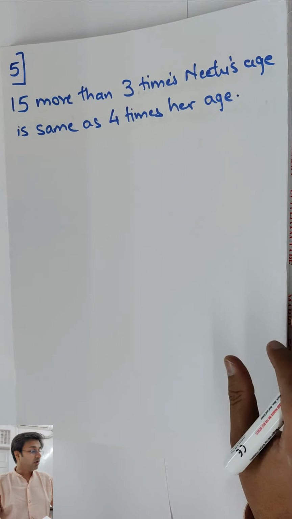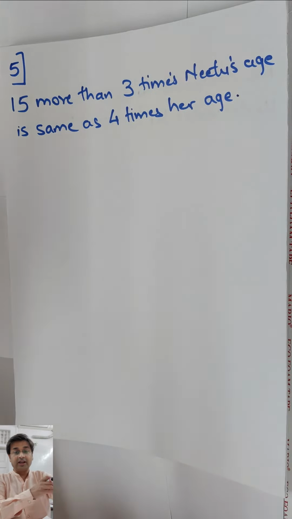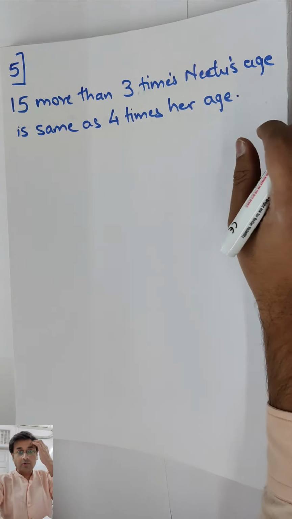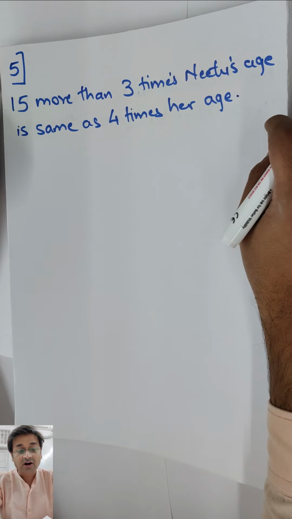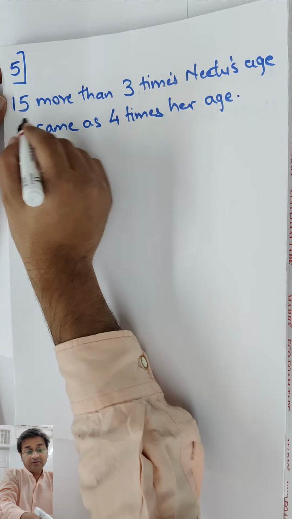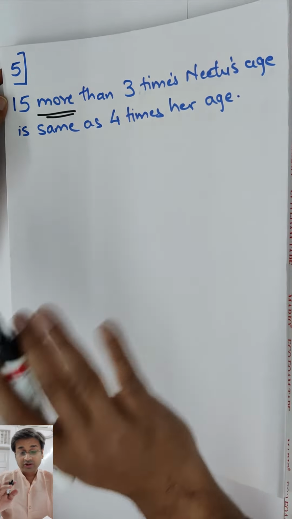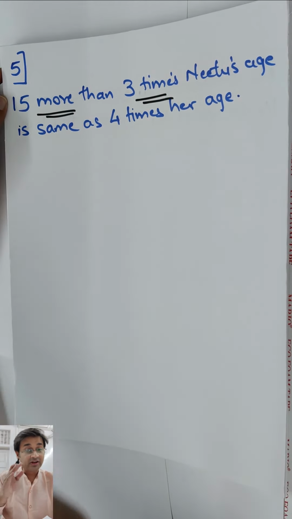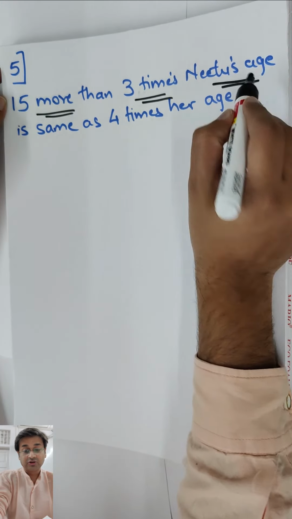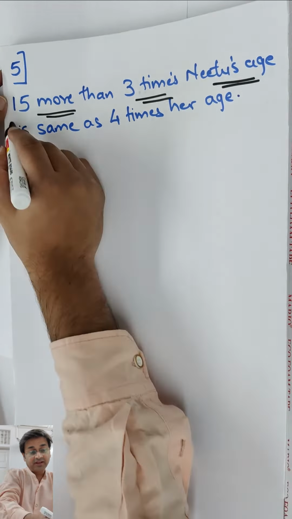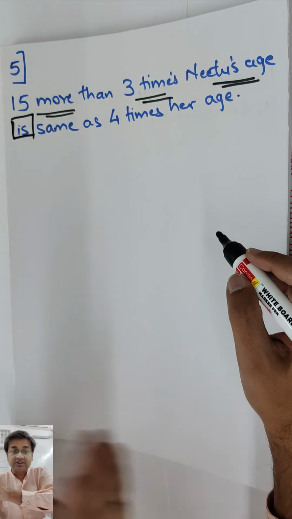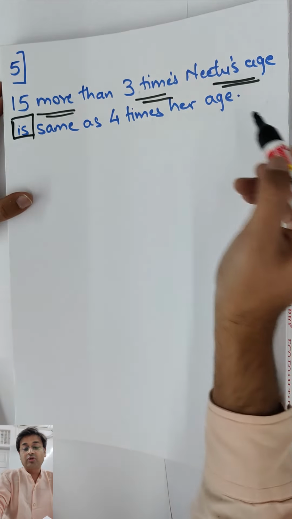Let's try one more. On to sum number 5. Come on, everyone, without my help, pause the video and try and see how far you can take this. 15 more, so more, you know, is plus, 3 times is multiplication. Neetu's age is, so is your separator. Always put a box. So before this everything in the LHS, after this everything in the RHS. Is same as 4 times her age.